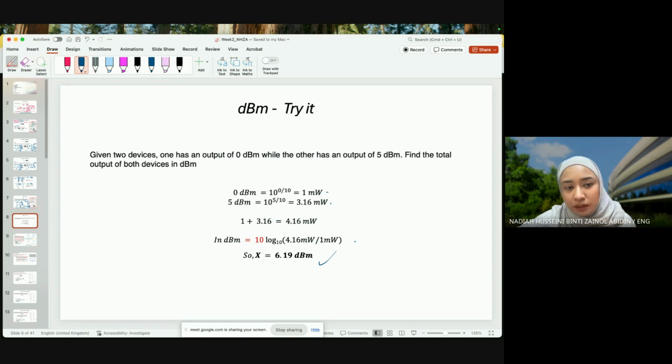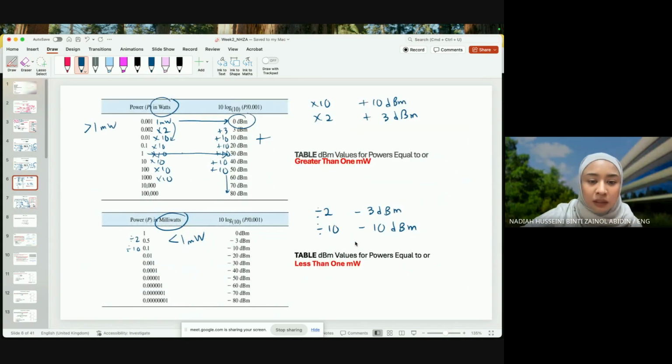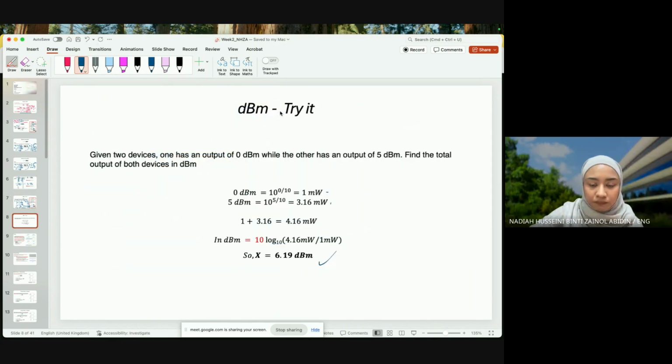But you can also do it using the equation. I just remember that I told you 0 is 1 milliwatt. So I just took it from here. You can also do that. But you can't pick out this value from the table. The 5 dBm is not possible, so you have to use the equation. Okay, is everyone okay? Or confused?